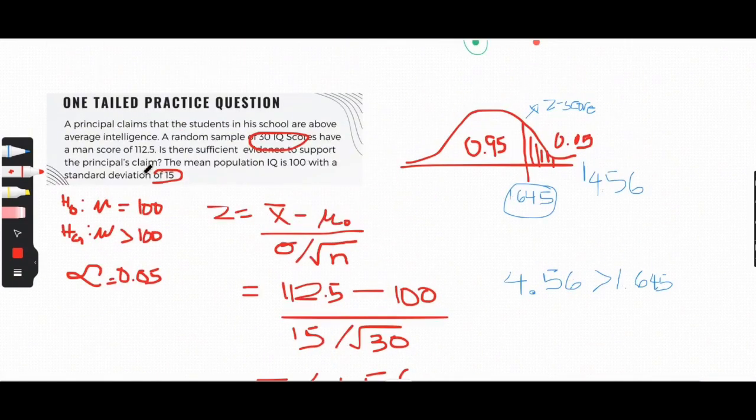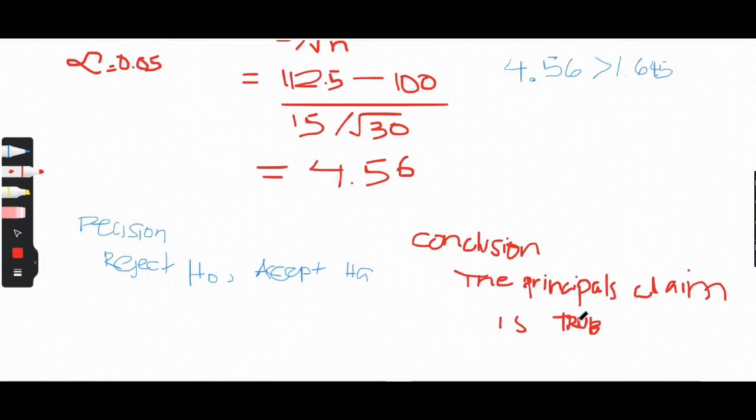Going back to the question, the principal claims that the students in his school are above average intelligence. That will be our conclusion. So I hope you get it right on your part also. So that will be the end of our sample question for one tail.